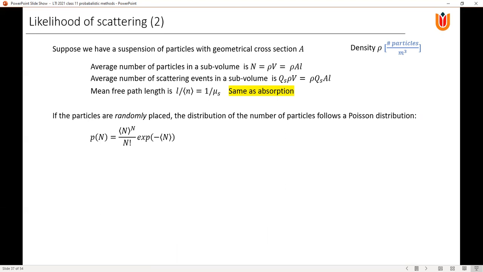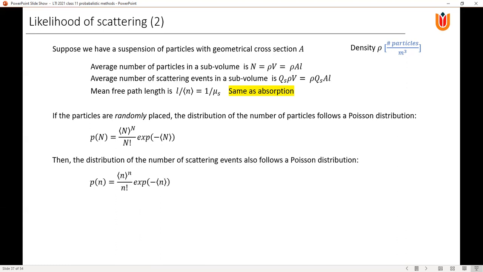If these particles are randomly placed in the medium, then the distribution of the number of particles per unit volume follows a Poisson distribution. We talked about this in the classroom. So it is truly random. We know it is not the case, but for now, let's assume it is. If it is truly random, then the number of particles per unit volume will follow a Poisson distribution. Then the number of scattering events, just by this scaling with Q_s, will also follow a Poisson distribution.